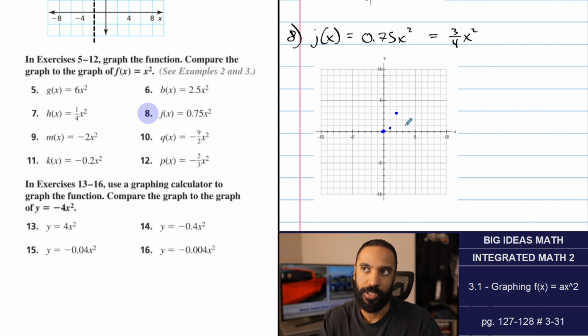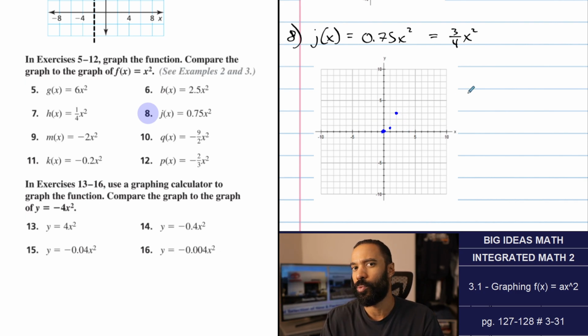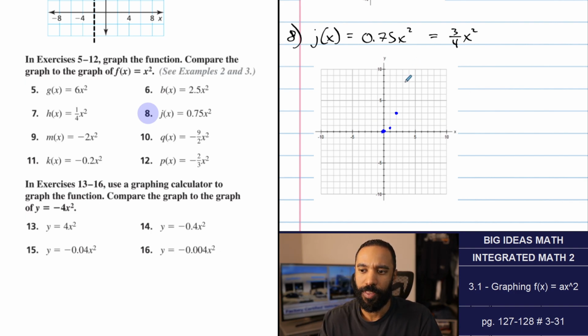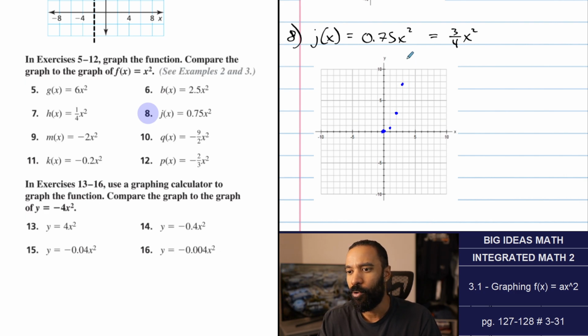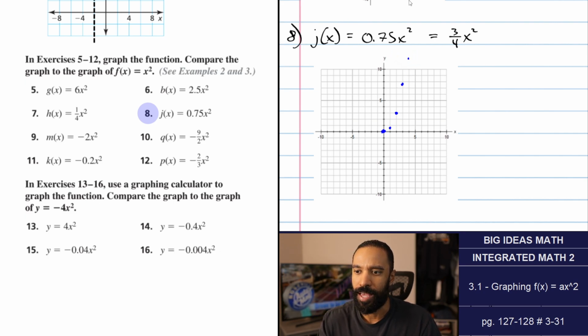Over 3, up 3/4 of 9, not one of my preferred ones. 27/4 is 6 3/4, so it's kind of a weird one. But if I can fit it, I'm going to. So it's kind of up there. Over 4, 3/4 of 16 is 12. I can't fit it, but I can imagine where it would be, sort of. So if that kind of helps, you can look at it like that. And that would kind of be it, what we can fit.